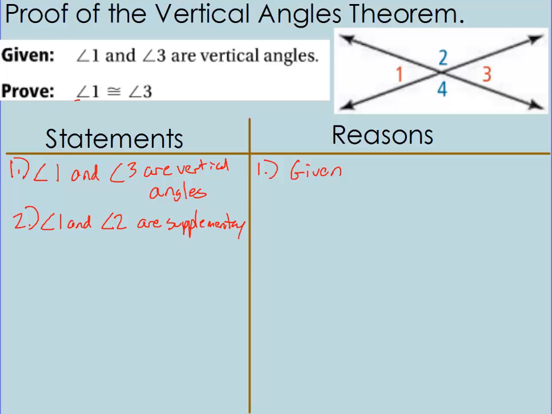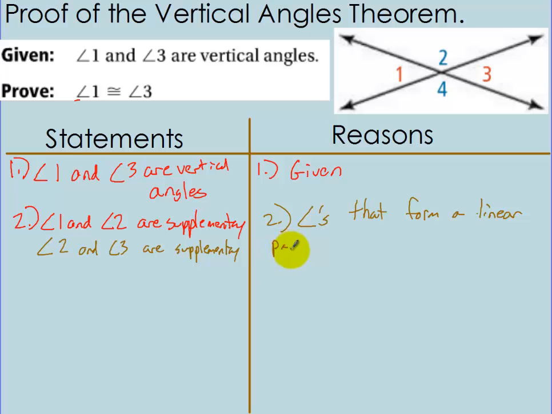And also, to add on to that, I can say angle 2 and angle 3 are supplementary. And the reason we can do this is that the angles form a linear pair. So angles that form a linear pair are supplementary, because they got this line and the two angles form a pair that are supplementary.